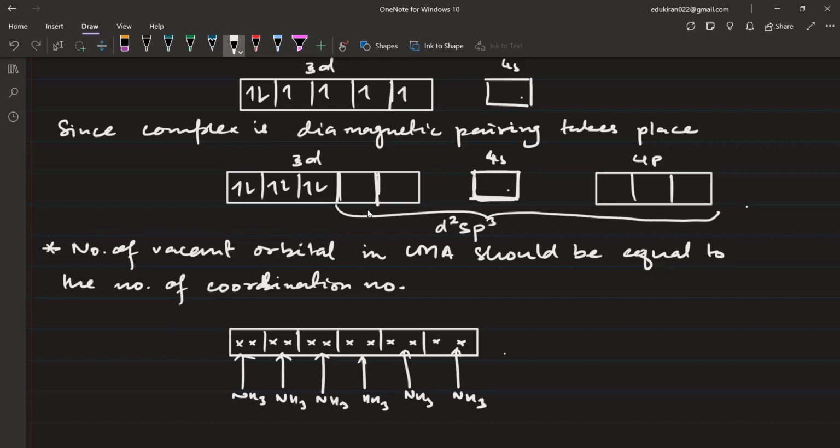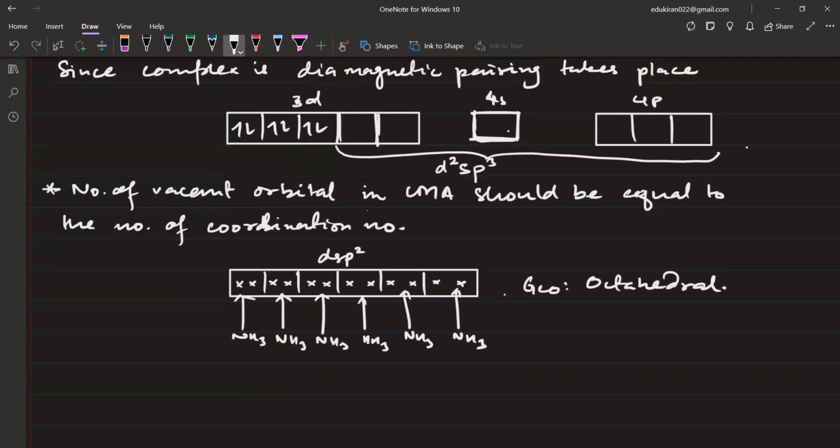Okay, so this is the dsp2 hybridization, and then you write the geometry: octahedral. Now there is one more thing that you can write here, and sometimes they can ask you also. See, here the d orbitals are the inner d orbitals. The outermost shell is what? 4s, but the d orbital that we are using is the inner d, that is 3d, and that is why you will also write this is inner orbital complex.